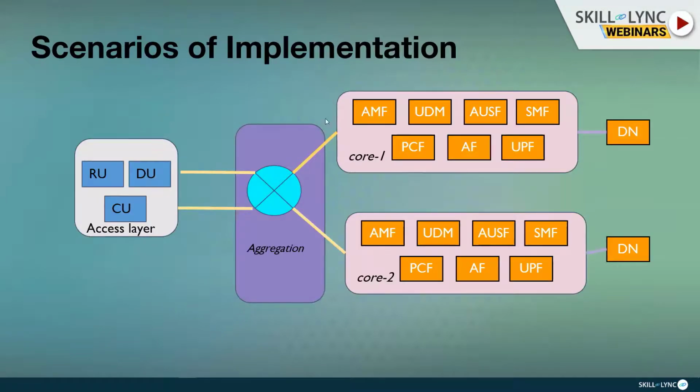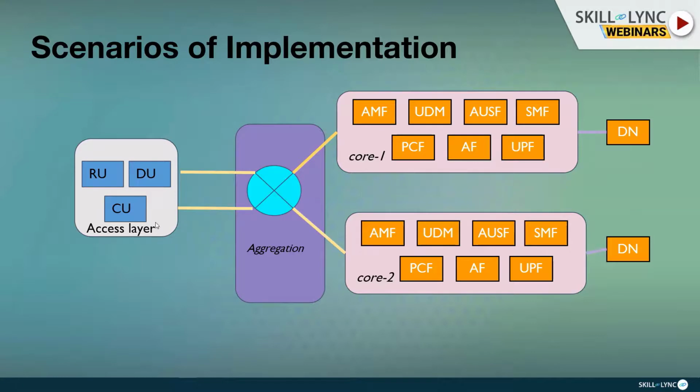As I said, we have a 5G core here. We have the access layer, that is a new radio here, and we have an aggregation layer. Aggregation, you can think of as a router in between. However, the aggregation layer contains a lot of routers and switches that are intermediate, and that helps you to connect the access layer and the core layer. So this is a high level diagram, and you can see that for redundancy, we can have two cores, core one and core two.